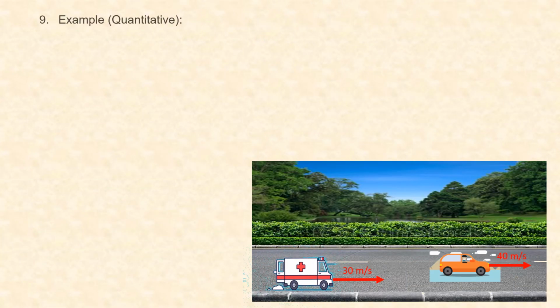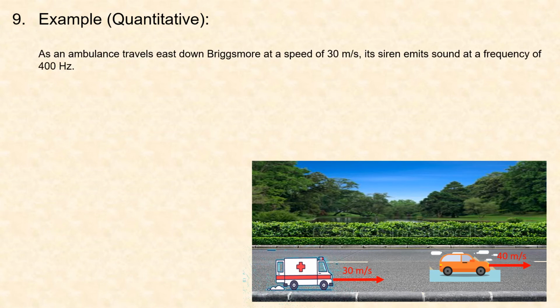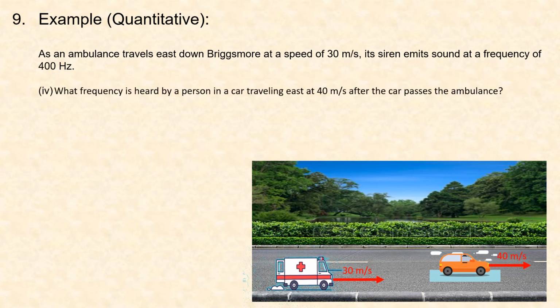All right, so in this fourth part of the example, we still have the same ambulance traveling east at 30 meters per second with its siren blaring at 400 hertz. But in this follow-up problem to problem 3, we're now asked to find the frequency heard by a person in the car after the car passes the ambulance that it was approaching. So once again, we ask ourselves, how would the motion of the source of sound and the observer each cause the frequency to change in the problem?